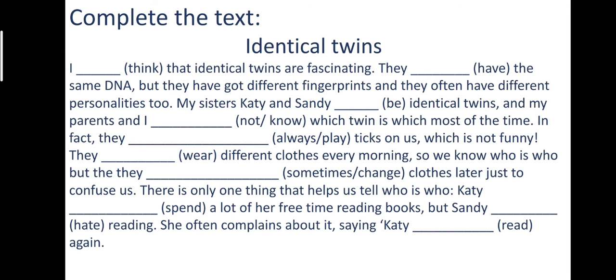Okay guys, so here we have a text about identical twins. So I want you to read the text and complete it with the correct present simple or present continuous form of the verbs in brackets. So pause the video and complete the text.